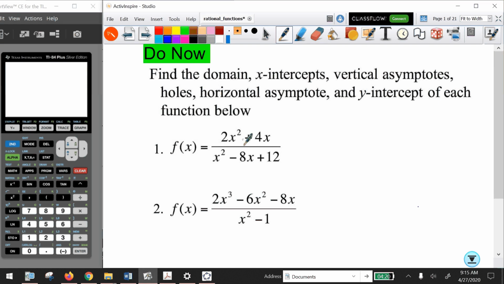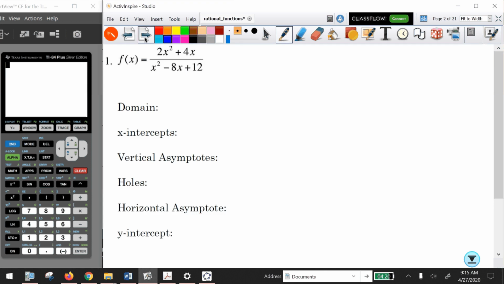Hi everybody, welcome back. The purpose of this video is to help you with the rational functions assignment that was posted on Monday, April 27th. In this video, we're going to go through these two problems, and we're not going to graph them, but we're supposed to figure out the domain, X-intercept, vertical asymptotes, holes, horizontal asymptote, and Y-intercept of each function. And we're going to go ahead and get started.